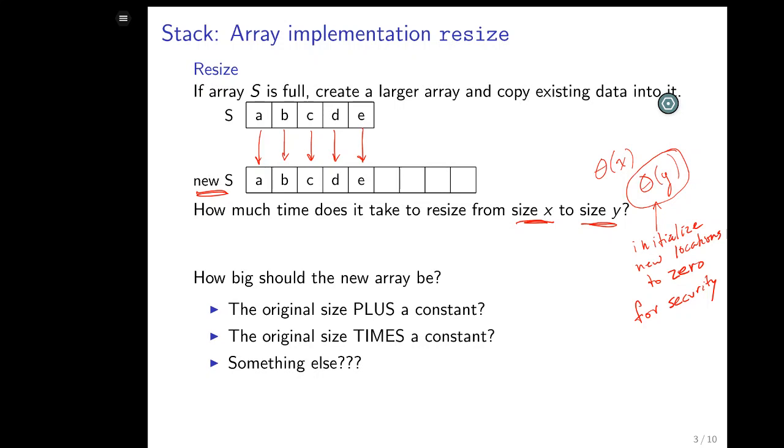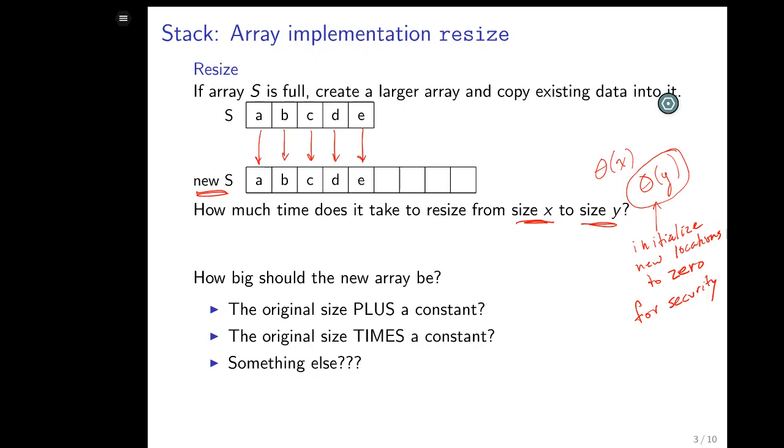And then if I can, I'm always adding the same amount to it to increase its size. Each time I'm adding 5. That's one. The other one is multiply the size by some constant, like, for example, 2 or maybe 3.